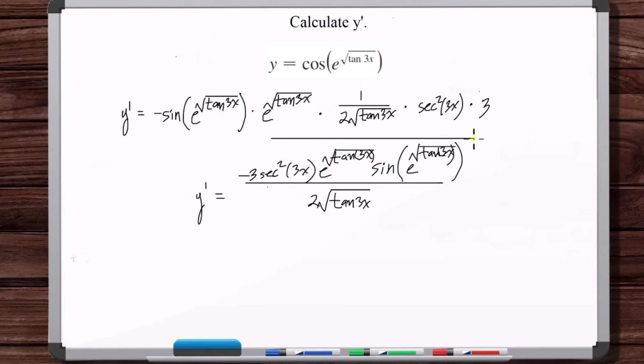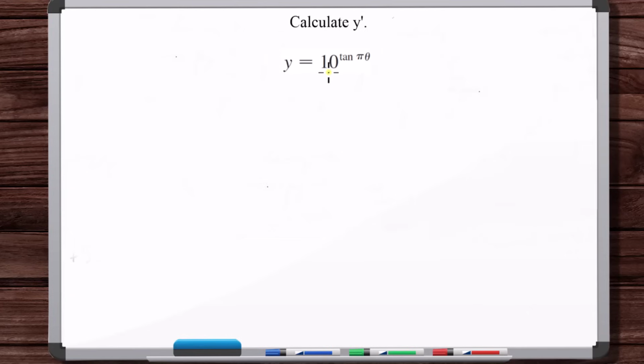And that's the derivative. Okay, chain rule. We have 10 to some function of theta. What is the derivative of 10 to the something? That's an exponential. It's natural log of 10 to that something, times the derivative of that something.